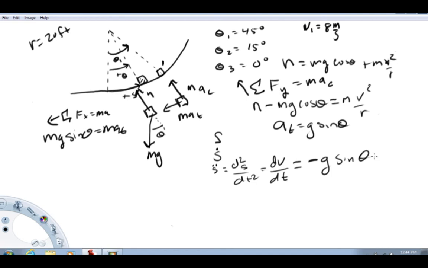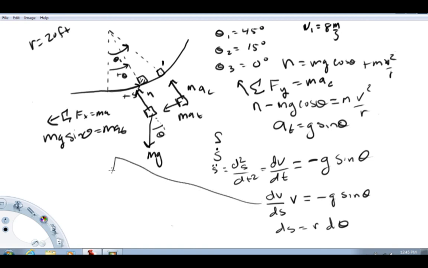So now the next step would be to apply chain rule differentiation. This dv dt can be written dv ds times ds dt, which is v. I'm just going to write v because I'm running out of room. So that's going to equal minus g sine theta. And the ds can be written r d theta, and that's coming from the definition of the radian. So this equation can now be written, let's see, we got v dv equals minus g sine theta times r d theta.